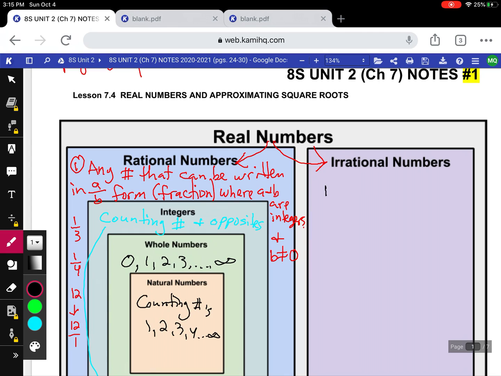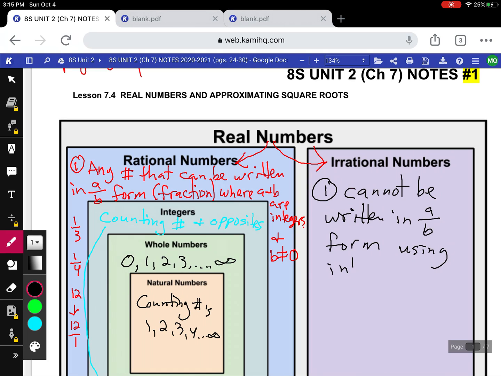Irrational numbers, there's a couple definitions we're going to talk about here. The first one is that they cannot be written in A over B form using integers.